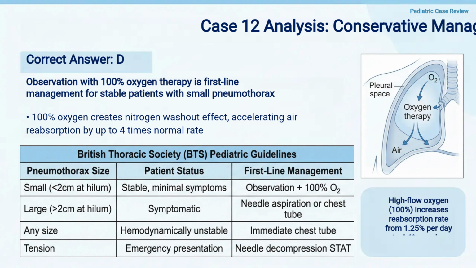For large pneumothorax greater than 2 centimeters with symptoms, needle aspiration or chest tube is used. Any size with hemodynamic instability requires immediate chest tube. Tension pneumothorax requires needle decompression immediately. Antibiotics have no role here.